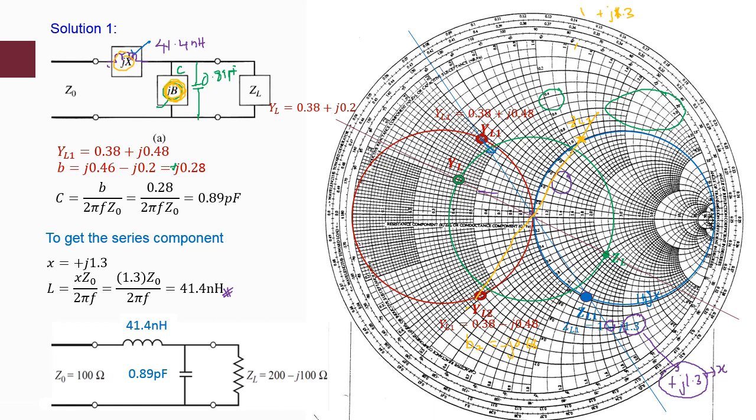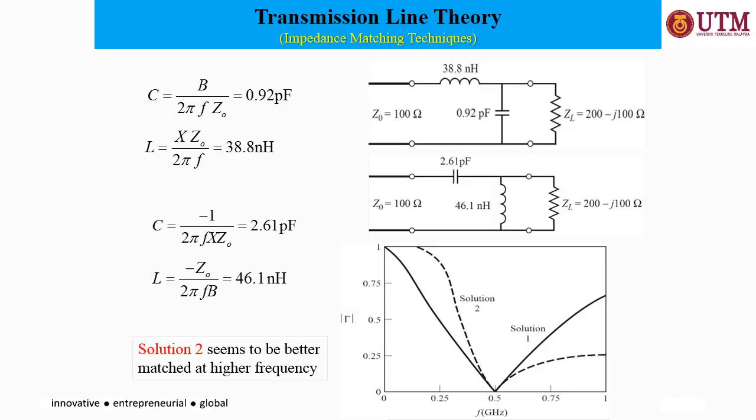Alright, and then this is the current position of ZL. To get it matched, you need to eliminate the imaginary part, so you need to introduce negative j1.3. So your X for the second solution, X2, will be negative. Then refer to the table again: if X2 is negative, what will be the component and what will be the value? Okay, so after both considerations, this is solution 1 and this is solution 2.